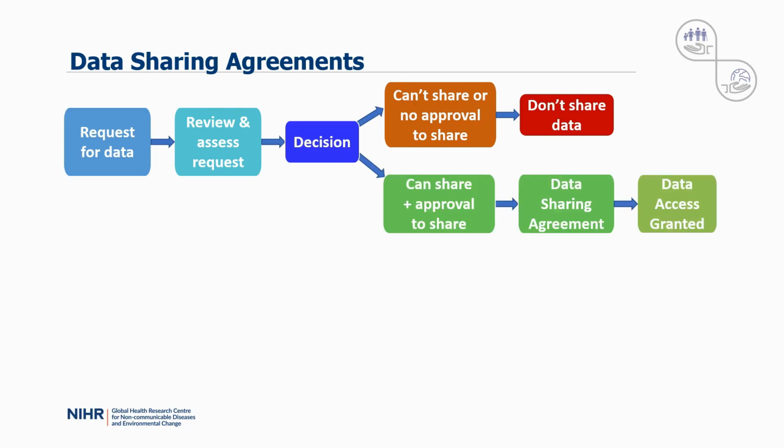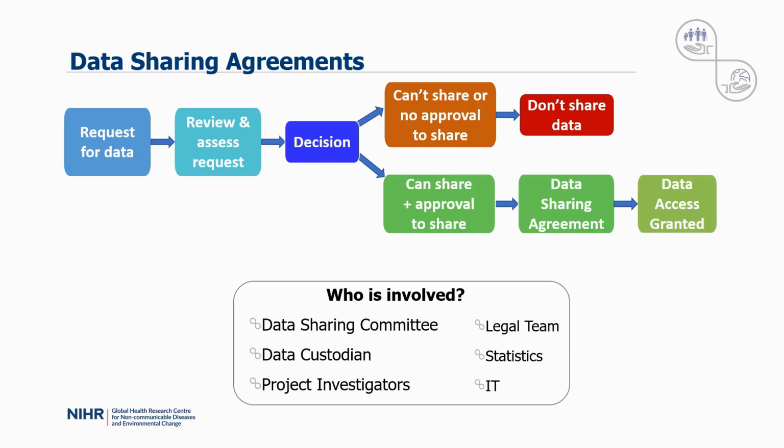If, on the other hand, the organization does have ownership or license to share and it's been approved, and consent and ethics and all those sorts of things have also been addressed, then a data sharing agreement should be set up and data access can be granted. In terms of who is involved, different organizations will have different processes for how they manage this. So some of the usual groups that can be involved in this include the data sharing committee, data custodians, project investigators, the legal team, statistics, and IT.